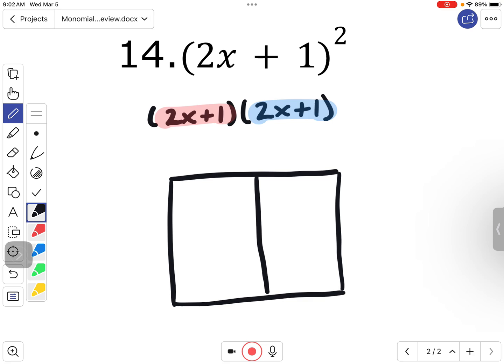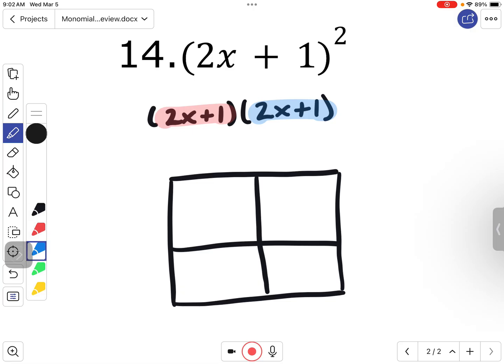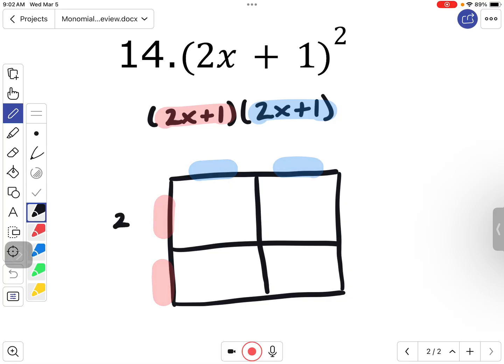You could have done these with double distribution as well. Either one works. So I'm going to go this, and this, and this, and this. So this one's going to be 2x and a positive 1, and this is going to be a 2x and a positive 1. I'm going to put my powers on there.